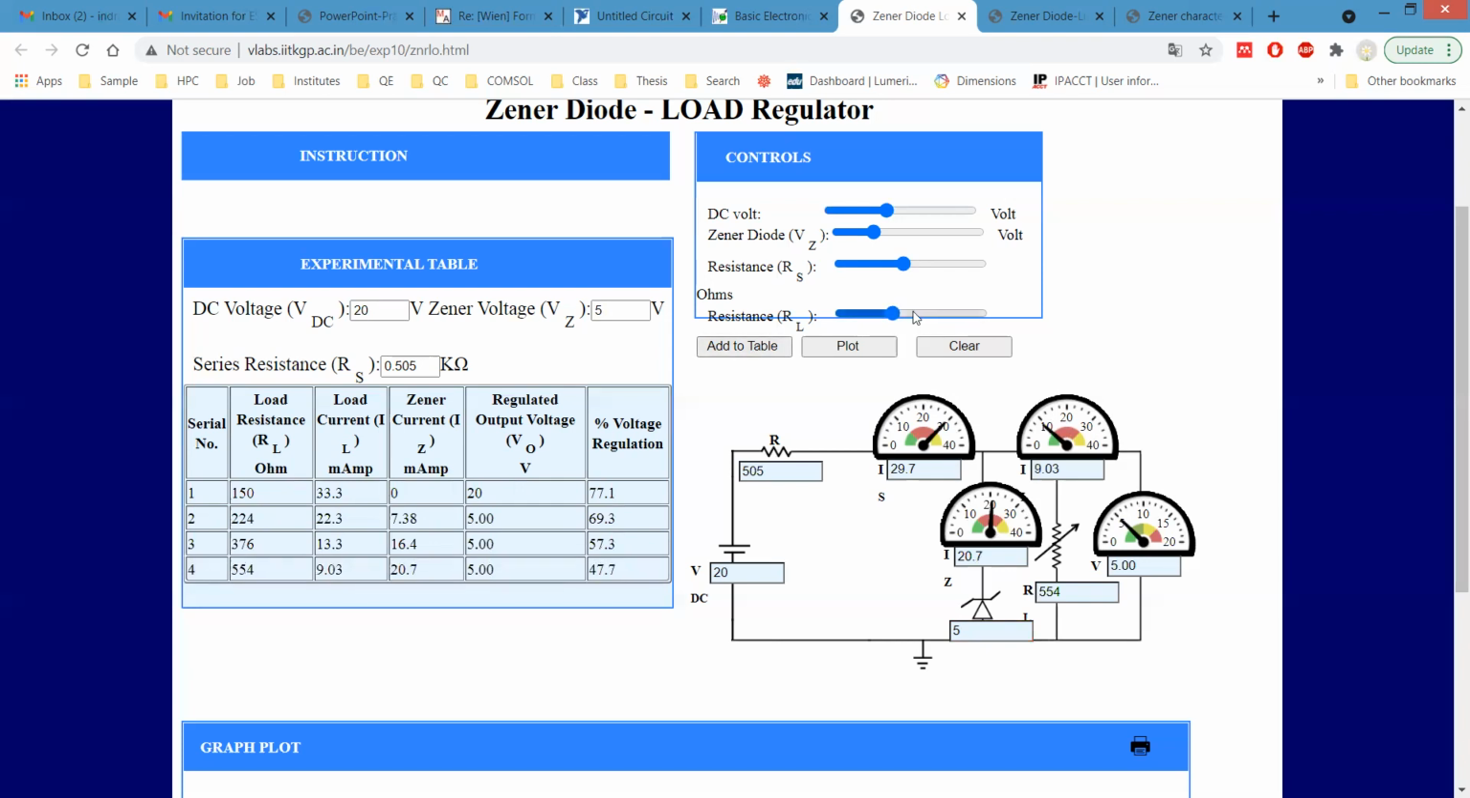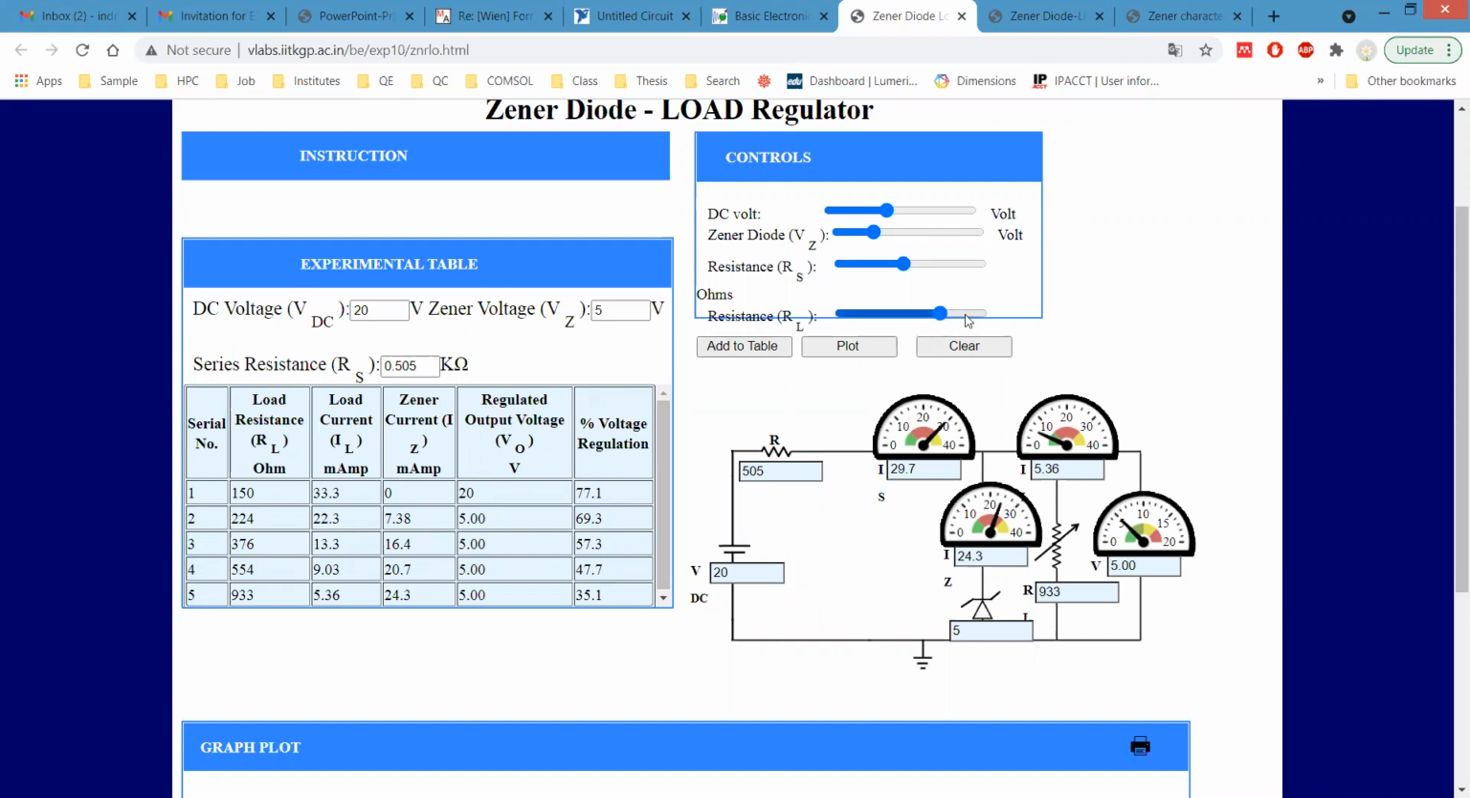So then, as you can see, we are adding different load resistance values. Depending on that, we will have different load current and Zener voltage. Zener current is this, but Zener voltage is this much. Okay, so this we have added already. Now have some other values and the final one.